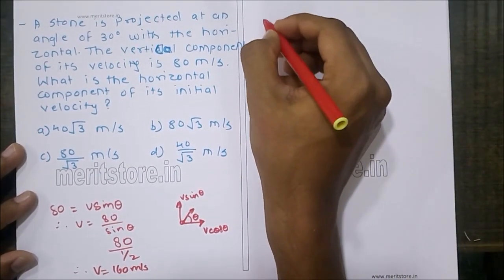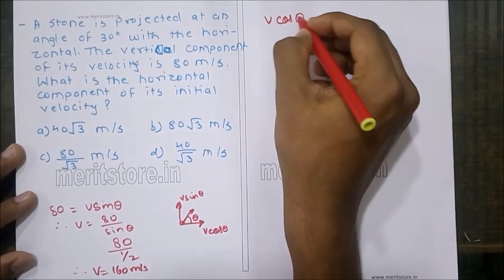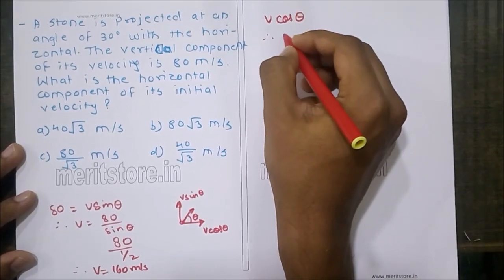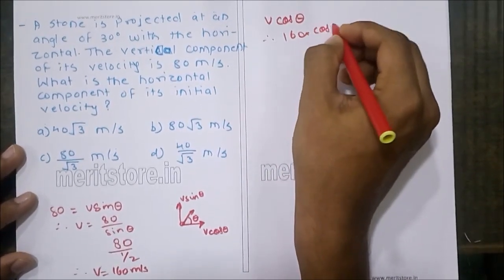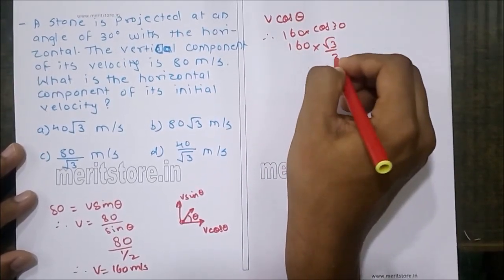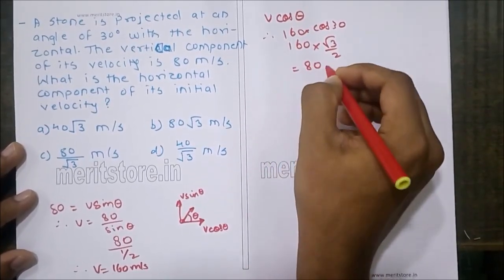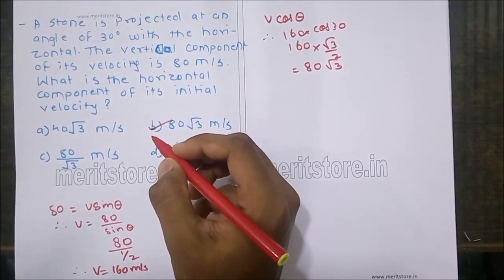Now the horizontal component is given by v cos theta. Therefore the horizontal component is equal to 160 into cos 30, which is equal to 160 into root 3 upon 2, which is equal to 80 root 3. Hence option B is the correct answer.